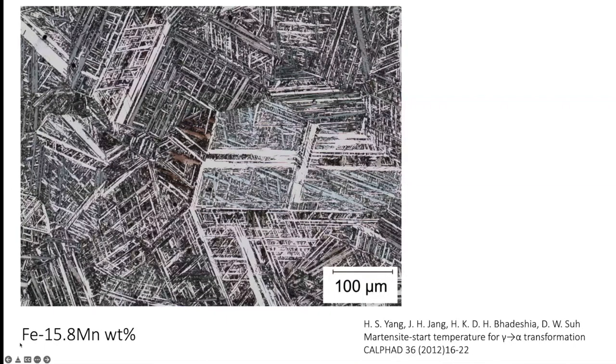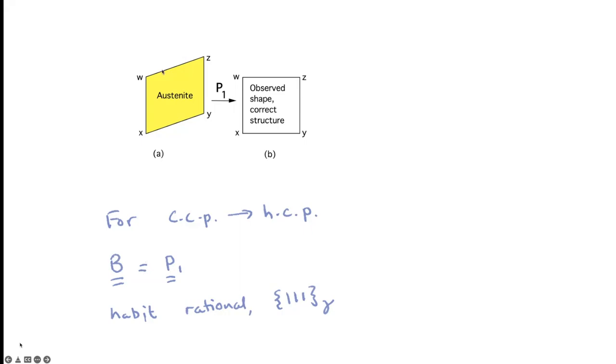Okay. So this is in an iron manganese alloy, and manganese in large concentrations will favor the formation of epsilon martensite instead of the conventional body-centered cubic martensite. So the crystallographic theory for the FCC to HCP transformation is extremely simple. We start off with a single crystal of austenite, we shear it on this plane, and we get the correct shape, and we get the correct crystal structure. And this plane is precisely 1-1-1 austenite. There's absolutely no complications at all with the hexagonal shape.